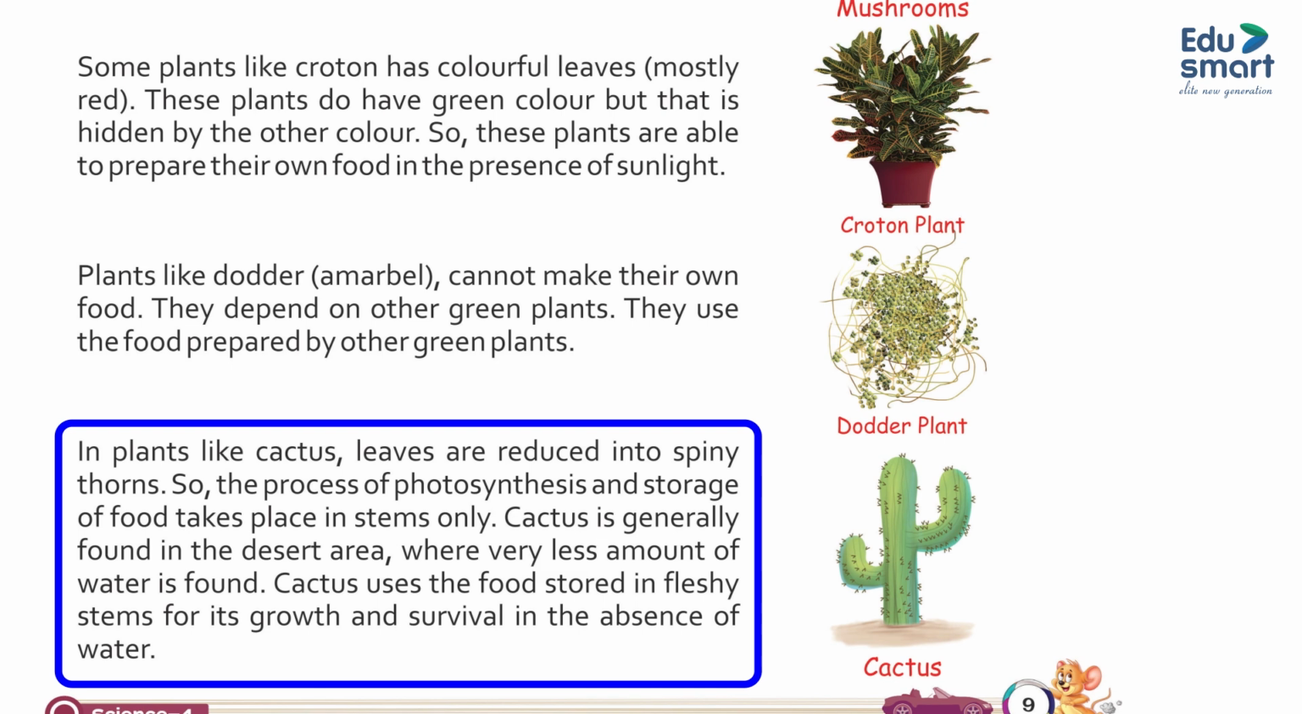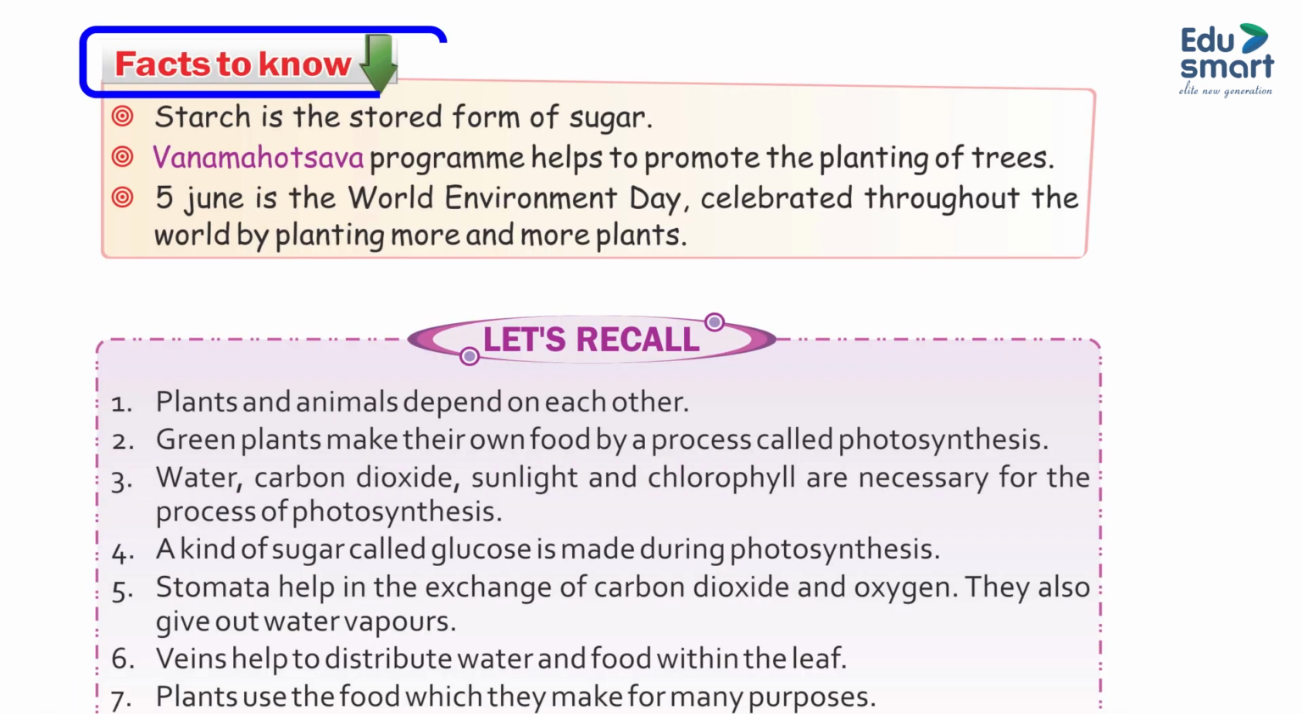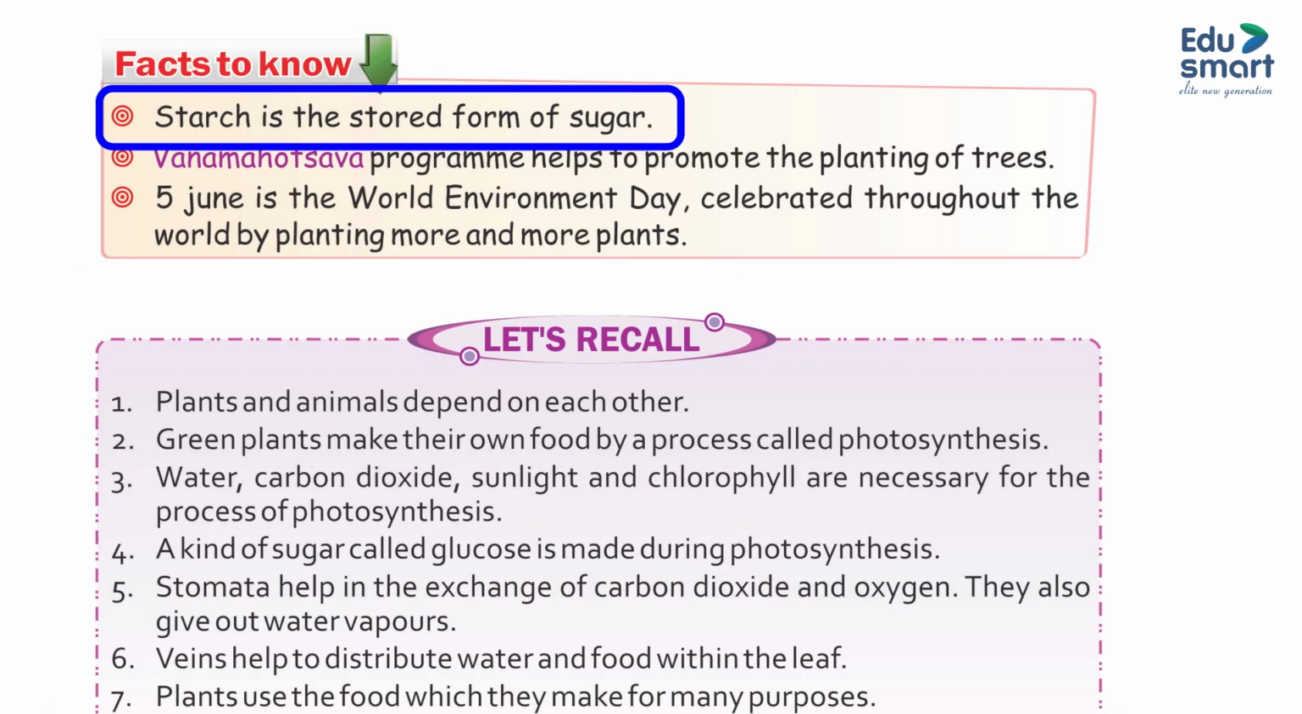So the process of photosynthesis and storage of food takes place in stems only. Cactus is generally found in the desert area where very less amount of water is found. Cactus uses the food stored in fleshy stems for its growth and survival in the absence of water. Facts to know: starch is a form of sugar.